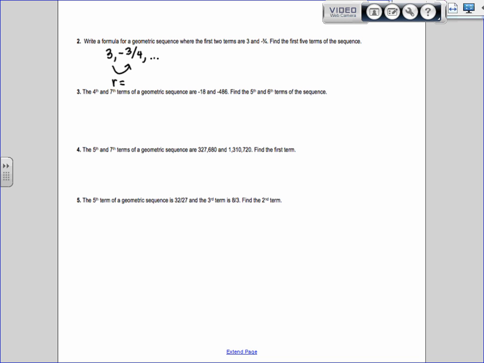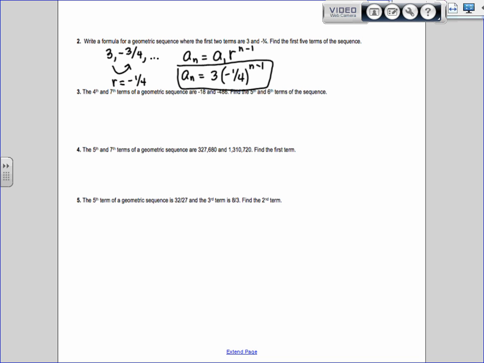I heard someone mumble. -1/4. Good job. So I'm multiplying by -1/4. So if I want to get the nth term, I could start with the first term and multiply by r n minus 1 times. So the nth term is going to be 3 times -1/4 raised to the n minus 1. That's the formula for the nth term.